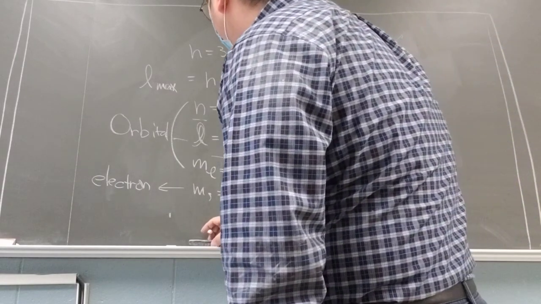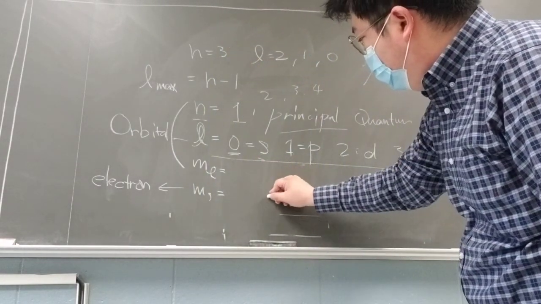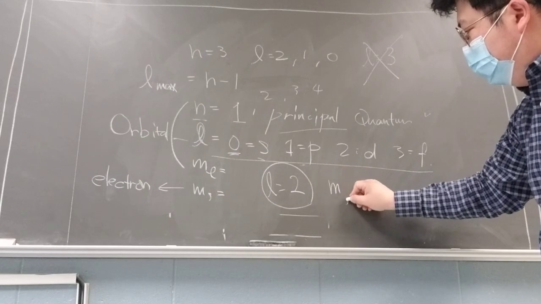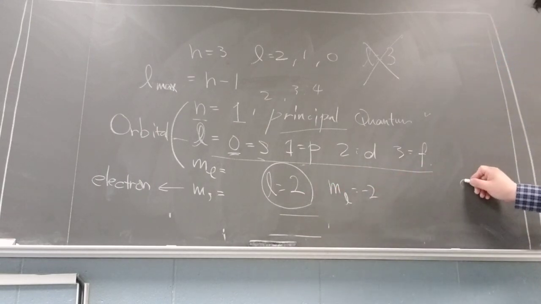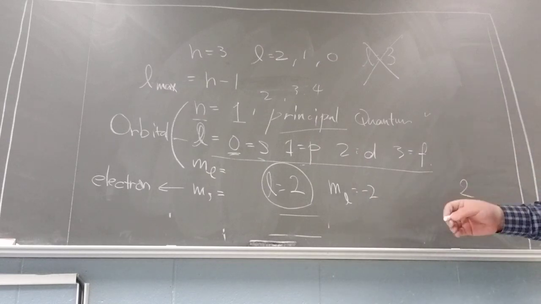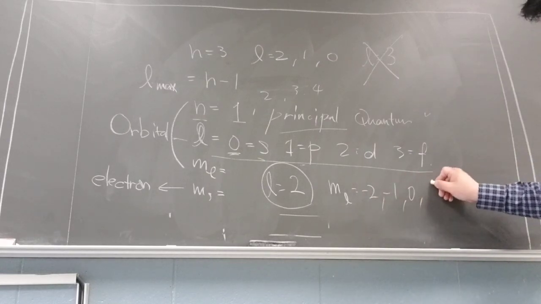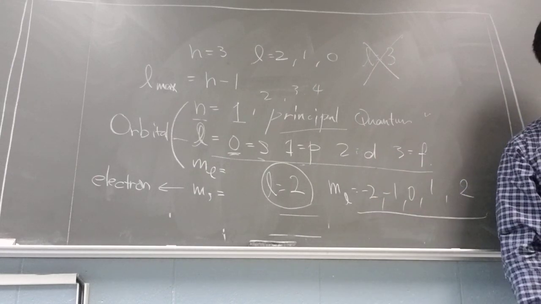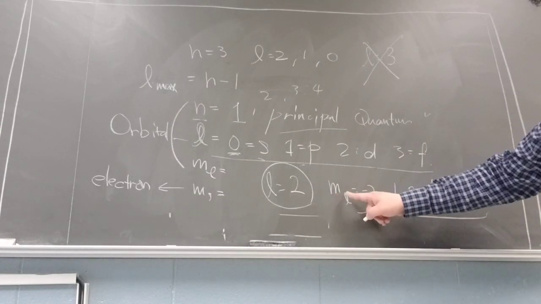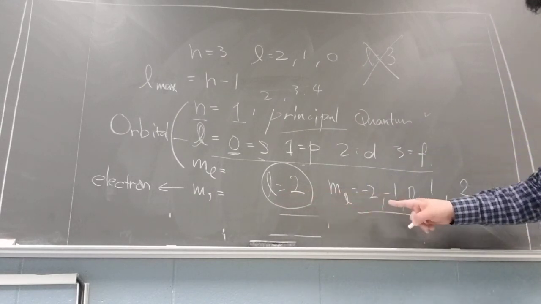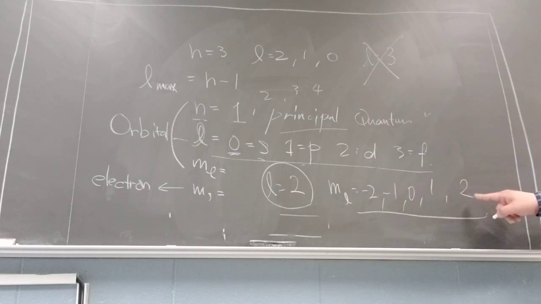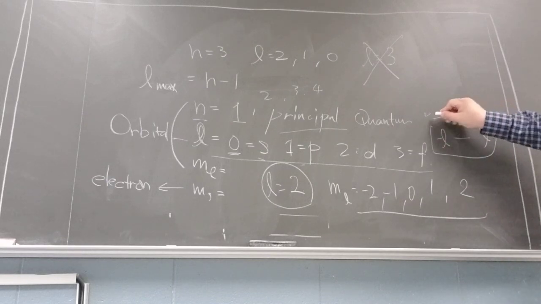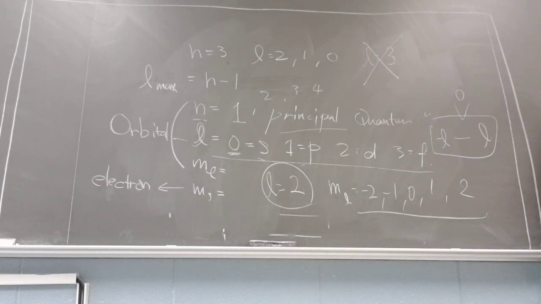And then whenever you have an L number, ML should follow it. So if L is 2, then the possible ML you can have is -2 to 2, including all the integers and 0. So it would be -2, -1, 0, 1, and 2. So it would be 5. That is why your D block has 5 orbital boxes. So this is a negative L to L combination, including 0.